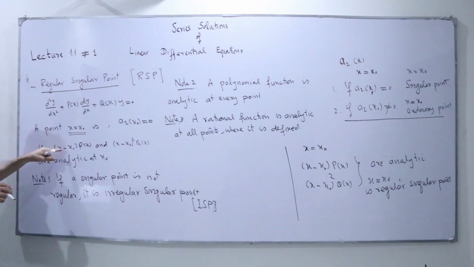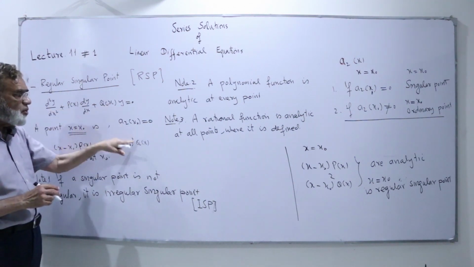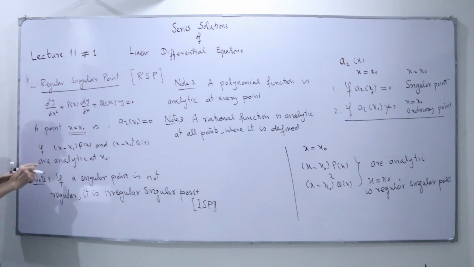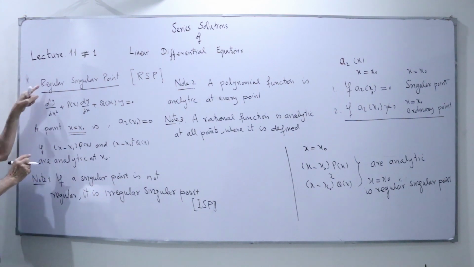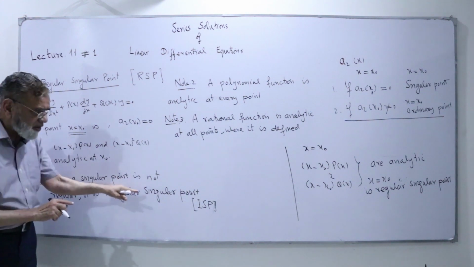So we multiply by x minus x0 to p(x) and (x minus x0) squared to q(x). Now we look at these functions and ask, are these analytic at the point x equal to x0? If they are analytic, then we say this is a regular singular point. And if they are not analytic, we say it's an irregular singular point.